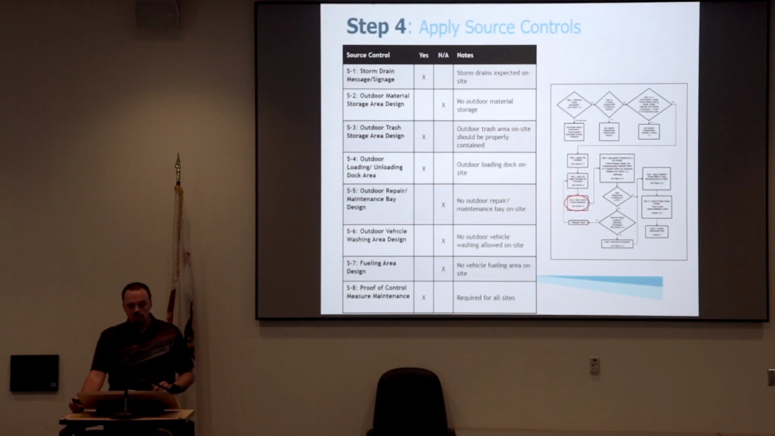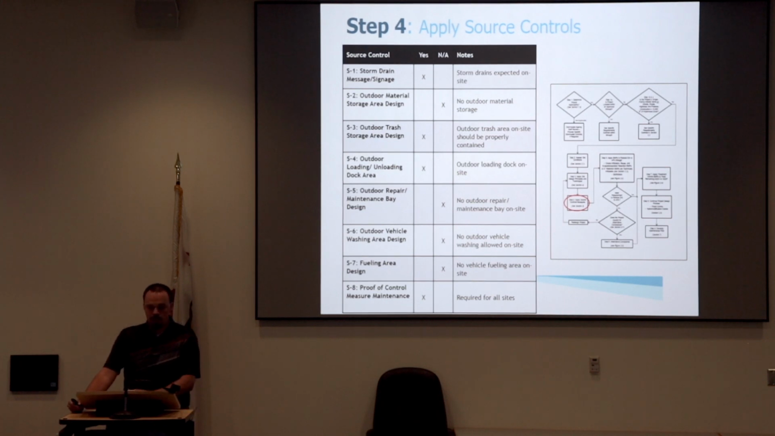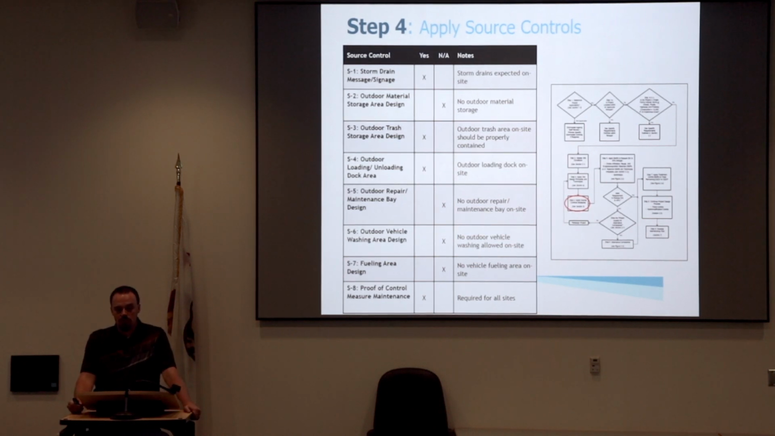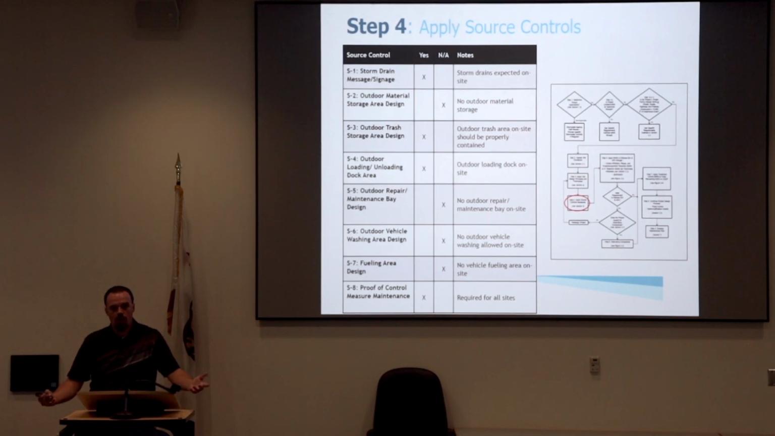For step 4, it's applying source controls. Before you get into BMP design, they want to make sure that any kind of site activities are going to be appropriately designed. So your outdoor trash areas, you want to make sure that those aren't going to be draining right into an inlet. Loading docks, same thing. If it's a produce shipping dock or something, you don't want all the produce that falls on the ground rotting, being washed off into a storm drain system.